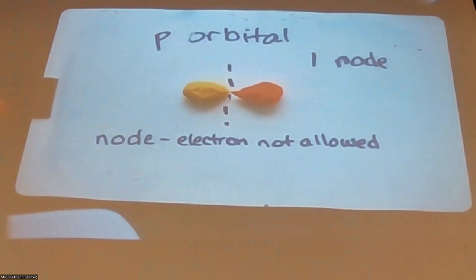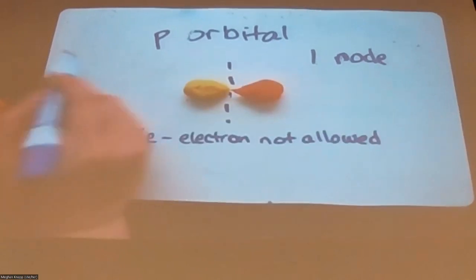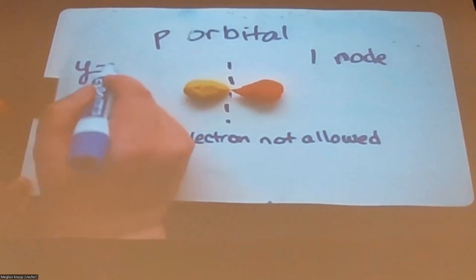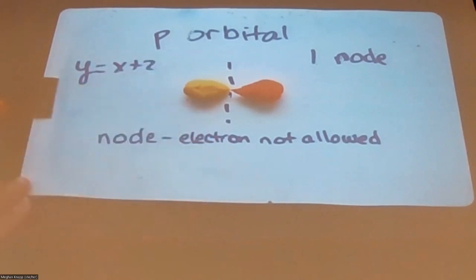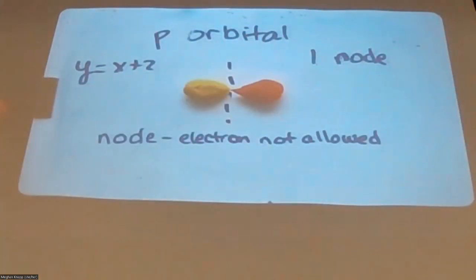I just want to explain why we have different colors. This is because when we cross the node, we change sign. We don't change charge, we change sign. So what do I mean by that? Each orbital has an equation. So we might have an equation like y equals x plus 2, right? Now that's not the equation for these things. They have really complex equations. I'm trying to keep this simple.